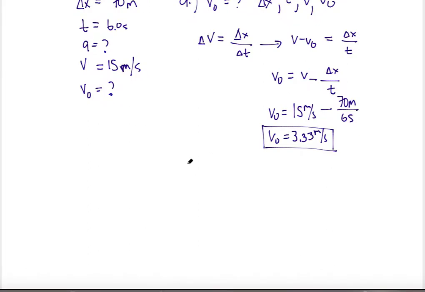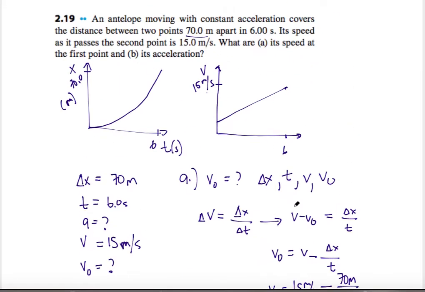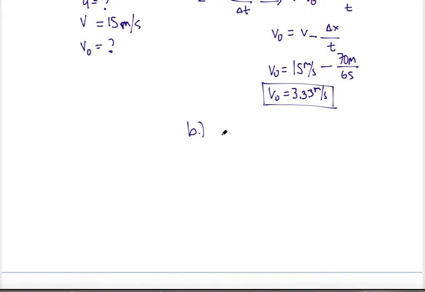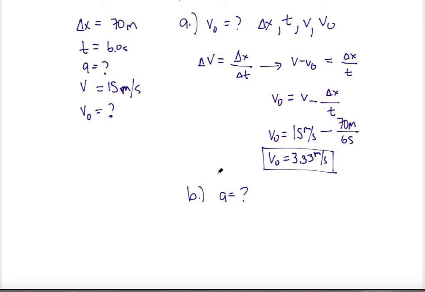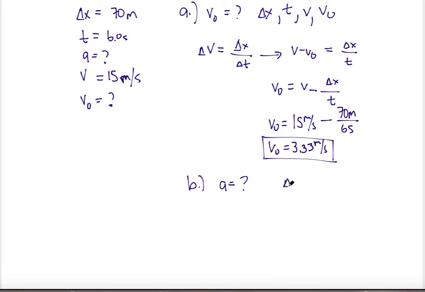Part B asks me to find the acceleration. So now I'm looking for acceleration. I can do this a couple of ways. I can do it based off of my original information, which, if I'm unsure about my answer for A, is not the worst idea. So I have delta x, time, final velocity, and acceleration. How do I put all of these together? I think the easiest way is to use the v naught that I have.